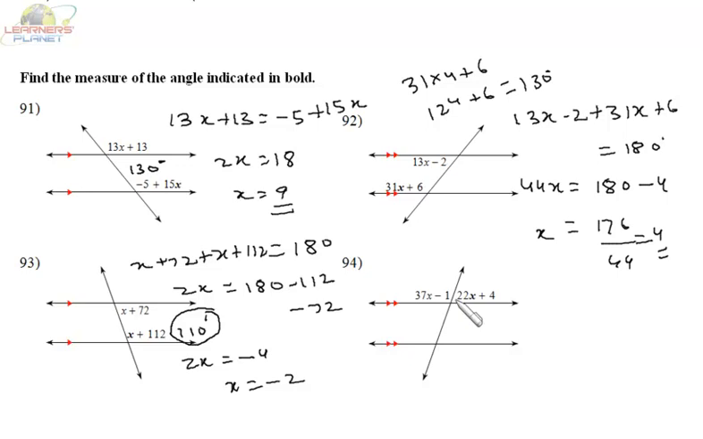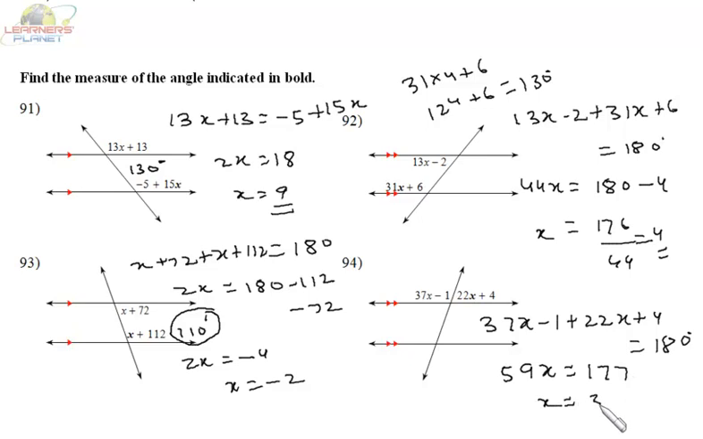Further, in this case, both of them are linear pair and their sum must be 180. So just write it over here. 37x minus 1 plus 22x plus 4 is 180. So 37 plus 22, that is 59x, is 180 minus 3, that is 177. So x is equal to 3. Now we have to find out the value of this angle. So that is 22 into 3 plus 4. That is 66 plus 4. That means 70 degree. Clear?